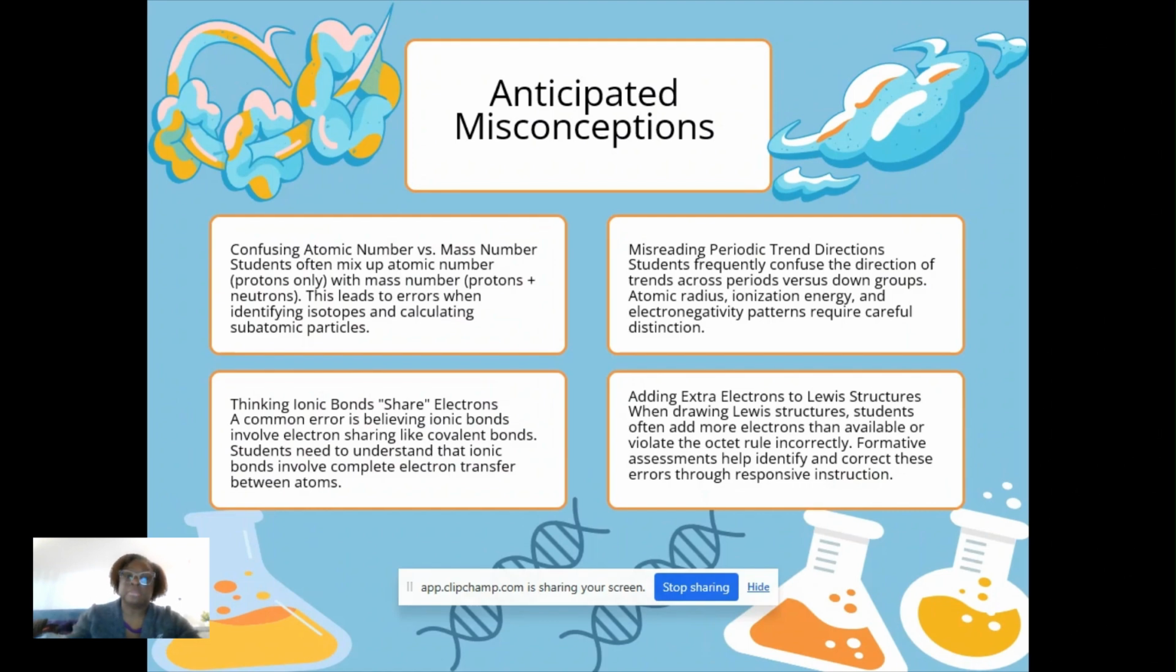Thinking ionic bonds share electrons. That's a common error. They believe the ionic bonds involve electron sharing like covalent bonds do. So we need to make sure we control for that.